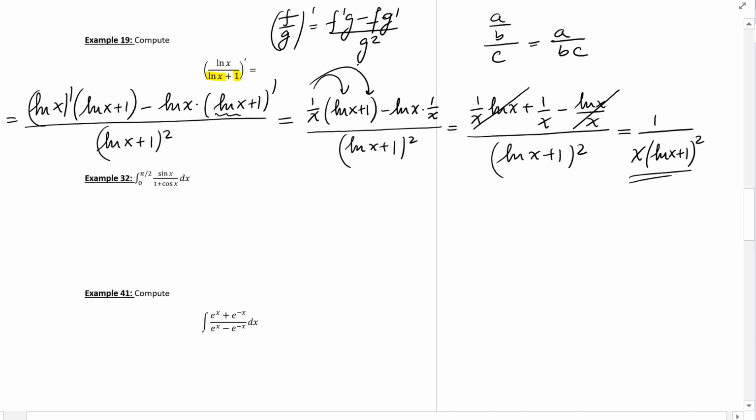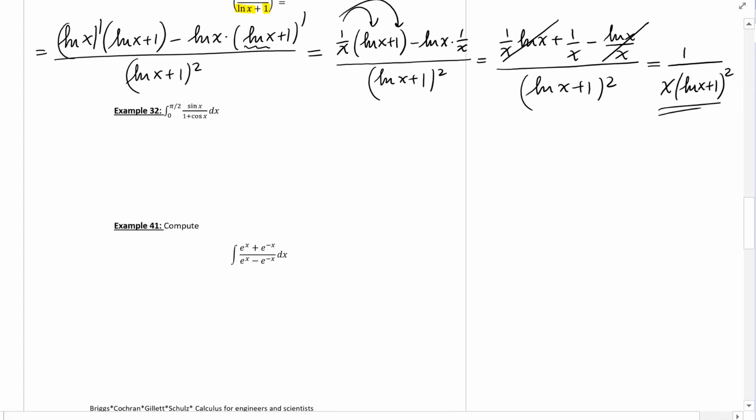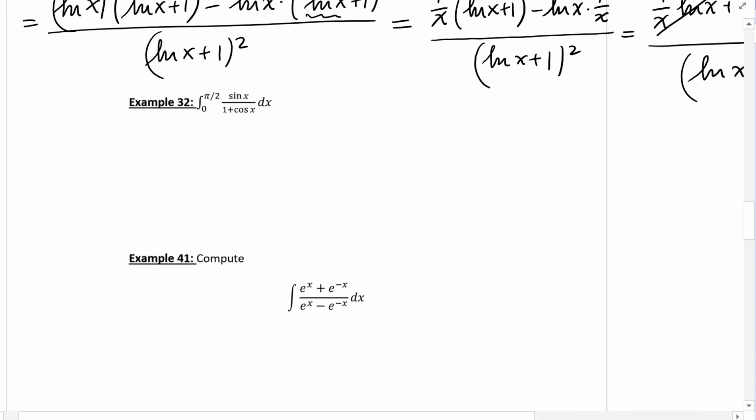Let's take a look at another problem, an integral. So we have the integral from 0 to pi over 2 of sine of x over 1 plus cosine of x dx. So how do we solve this one?